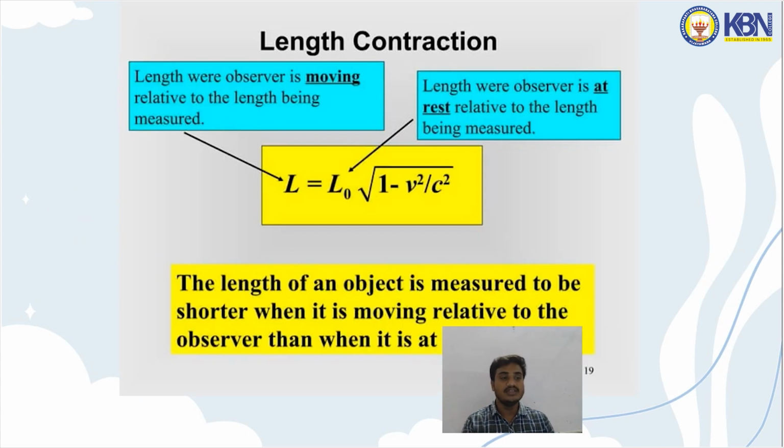Length contraction is given by the relation L = L0 √(1 − v²/c²), where L is the length where the observer is moving relative to the length being measured, and L0 is the length where the observer is at rest relative to the length being measured.